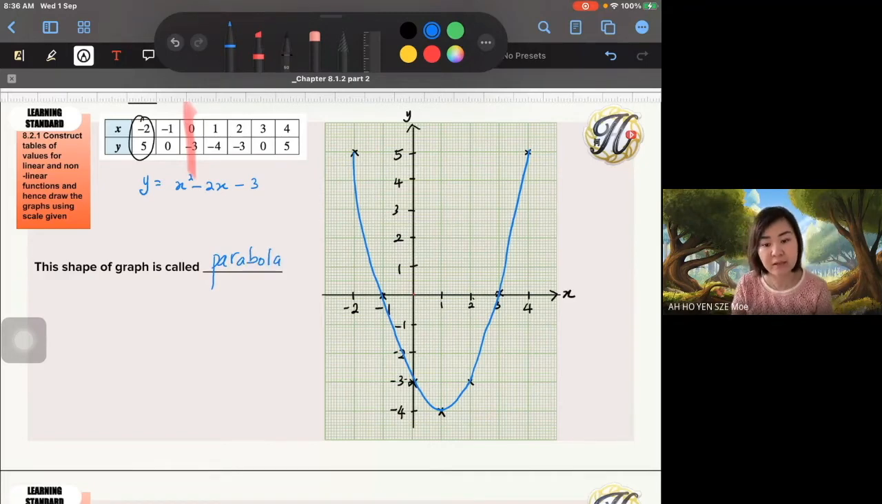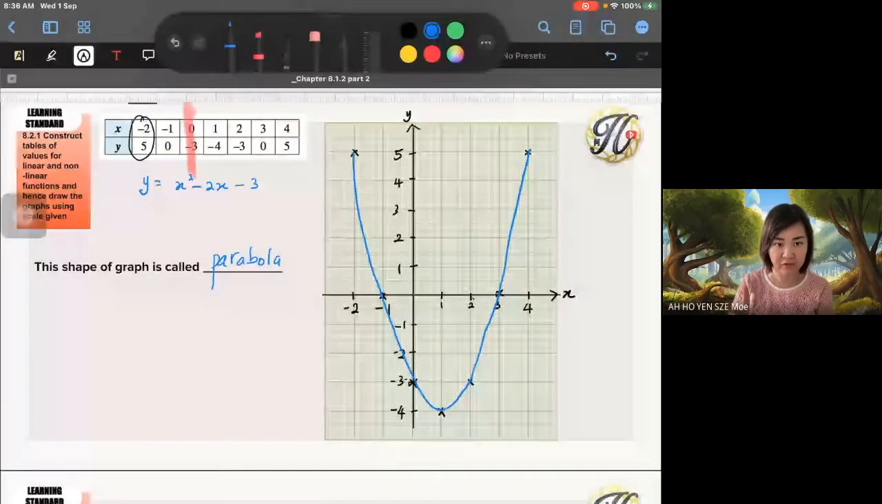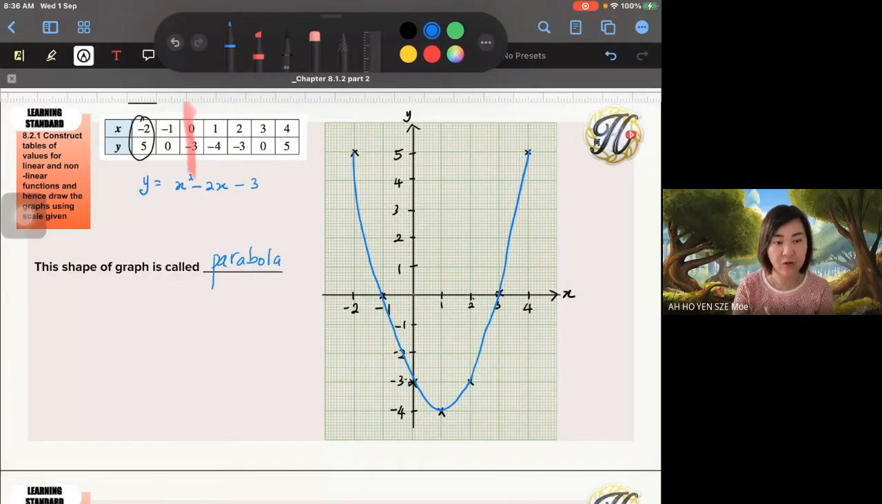Parabola. The name of the shape of the graph, not a straight line. This is a parabola. U is a parabola. Since here is a positive x squared, then you get a U. If it is negative, negative x squared, your shape of the graph should be an upside-down U, an N. So this is the second type of graph. We call it a parabola, or actually we call it quadratic functions.